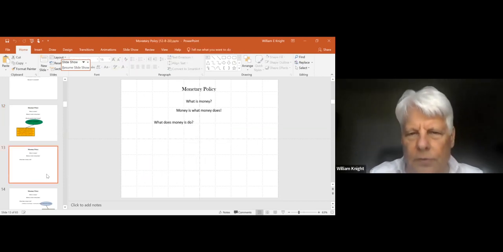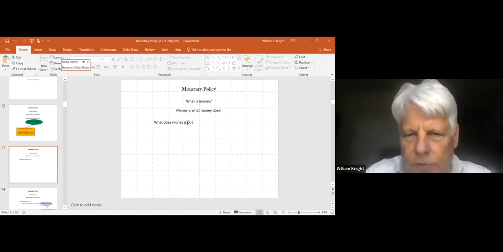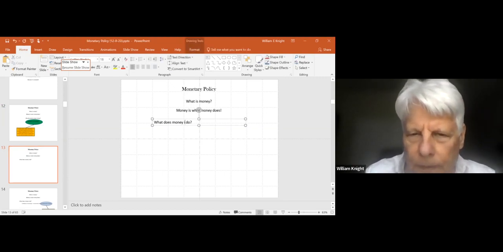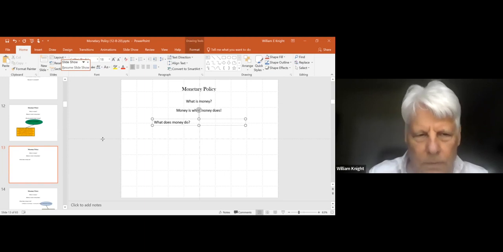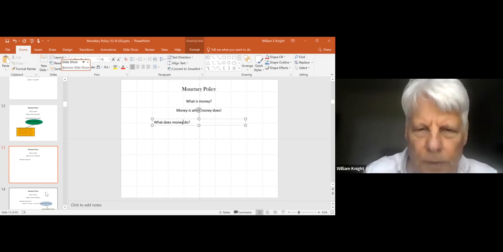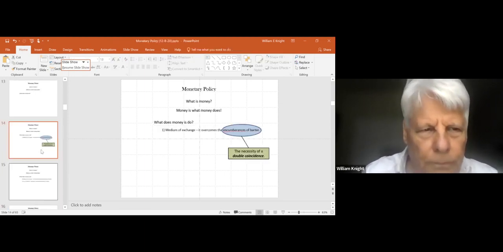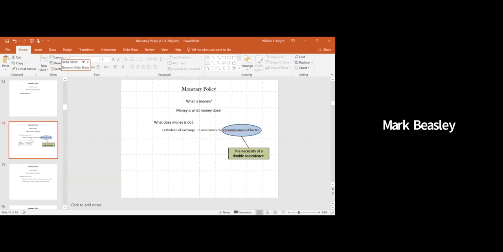What does money do? I think I wrote this lecture when I was drunk. What does money do? And Professor, you also have to hit the save at the top left too, because when you go back into it, it's not going to. Yeah.